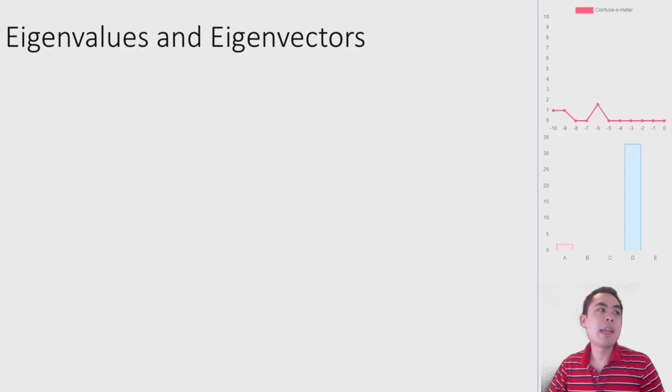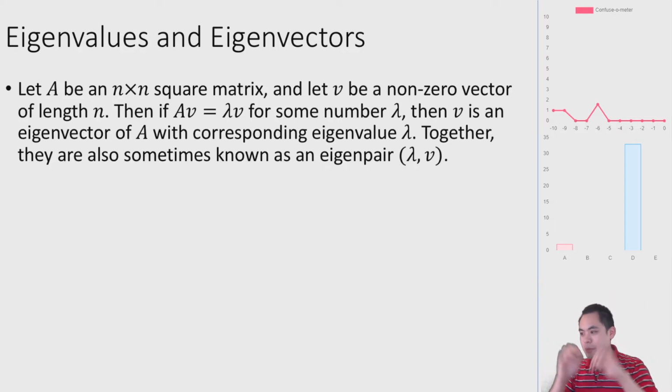So let A be an n by n square matrix, and let v be a non-zero vector of length n. Note that when you multiply A by a zero vector, you always get 0. So that's not particularly important.